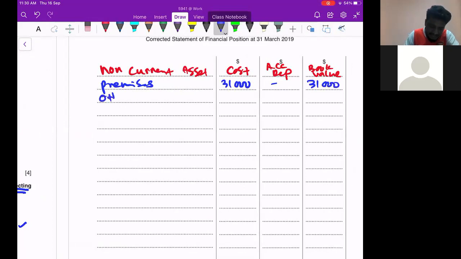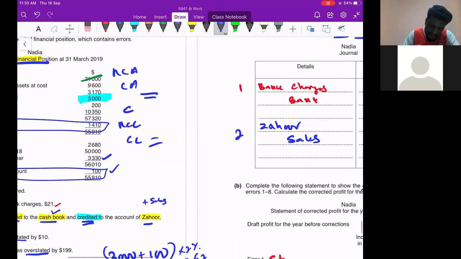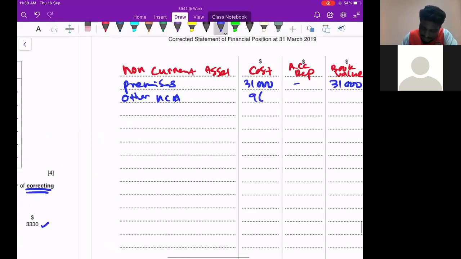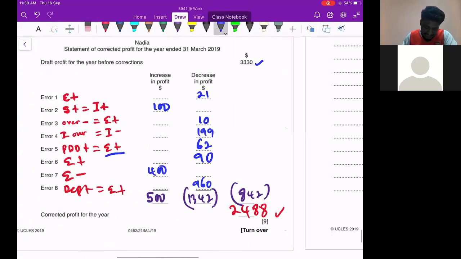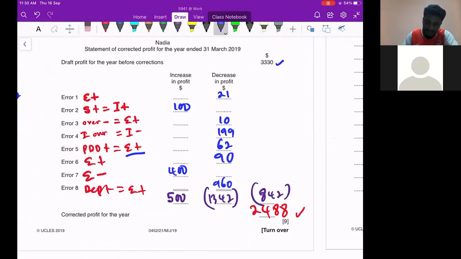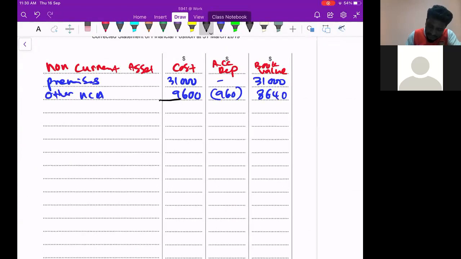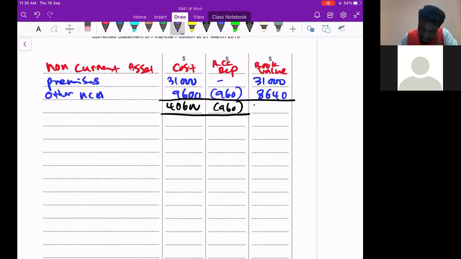Then I have other non-current asset. How much is the other non-current asset? The other non-current asset is 9,600. But remember, we have a depreciation. How much the depreciation? 960. You need to include that also. 9,600 minus 960, I get 8,640, and there is no other non-current asset. So I just total up. I get 40,600, less 960, and this one will be 39,640.